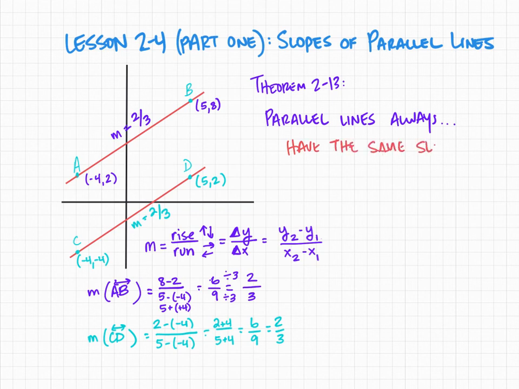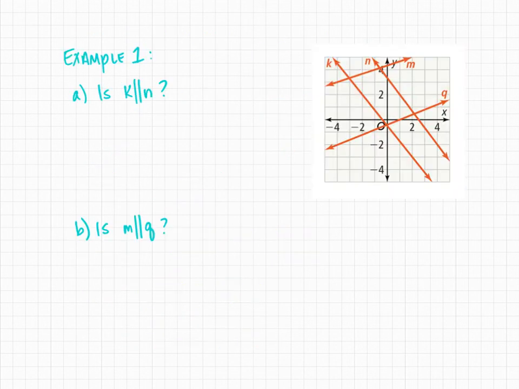They will always have the same slope. So let's see what we can do with that. Let's look at a quick example. We want to look at this diagram, and we want to see, is line K parallel to line N?